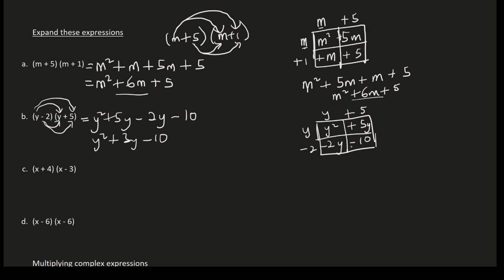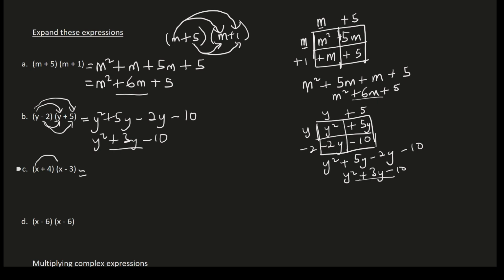So write out everything you see in the box. I have y squared plus 5y minus 2y minus 10, which gives me y squared plus 3y minus 10. So if you notice, I have the same answer as this. So it doesn't matter the method you go in for, we will all arrive at the same answer. Let's look at the C.